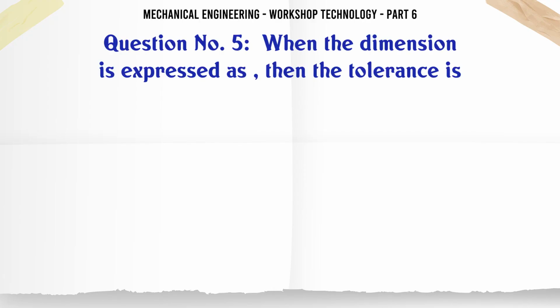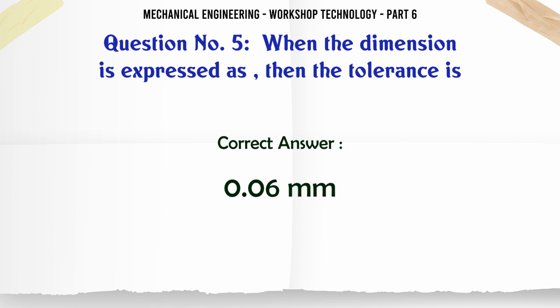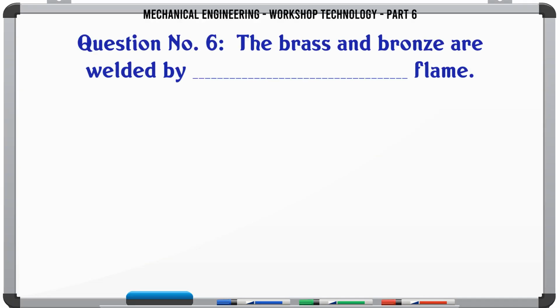When the dimension is expressed as, then the tolerance is A. 0.035 mm. B. 0.025 mm. C. 0.01 mm. D. 0.06 mm. The correct answer is 0.06 mm.